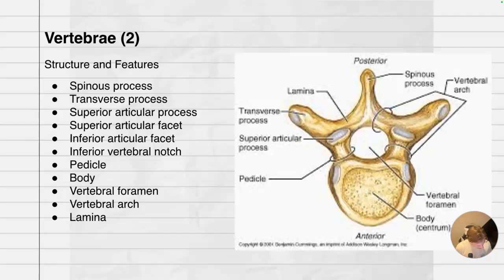So the important things to know here are our body, spinous process, and transverse process. Our facets will be pretty important to know. And that's about all.